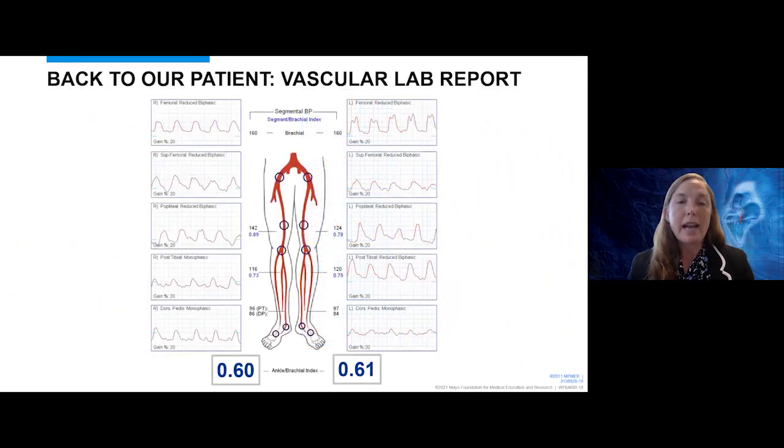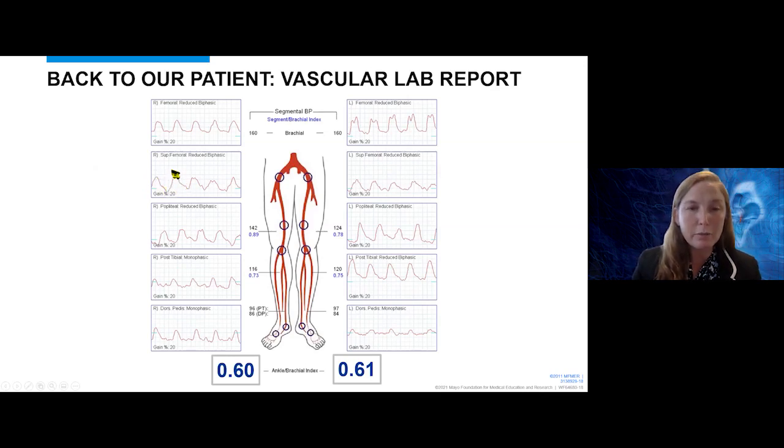So if we look back to our patient for that vascular lab report, you can see that here she has more of this biphasic appearance in the femoral arteries. So we don't have that really rapid upstroke. We've lost that dichrotic notch. And so this is not a triphasic appearance, but is more of a biphasic. So this is a PVR waveform.